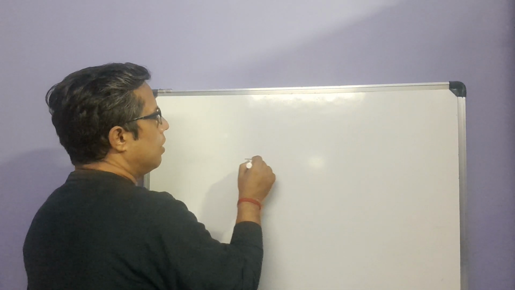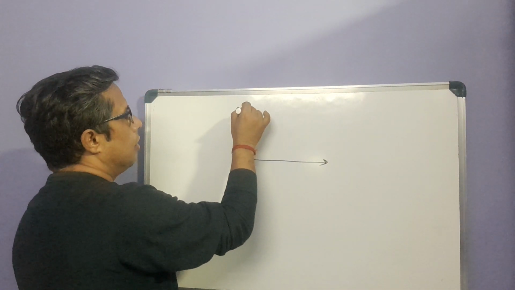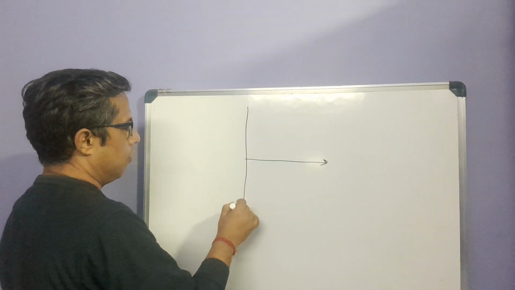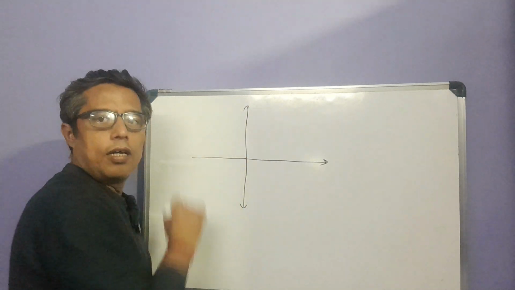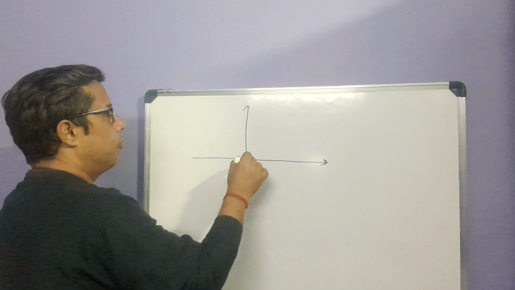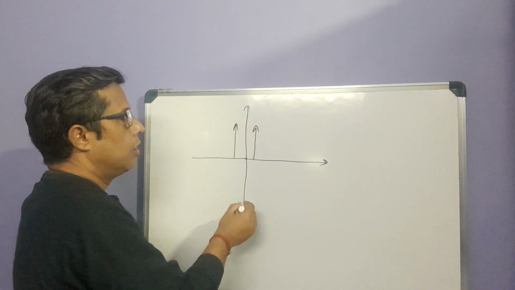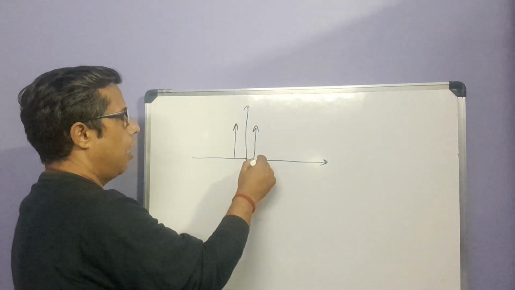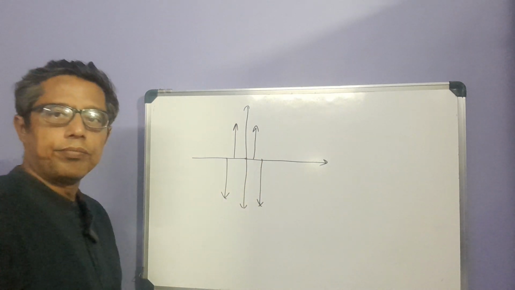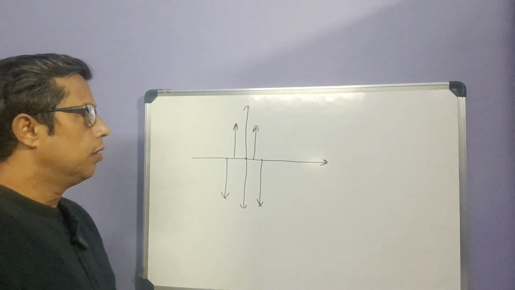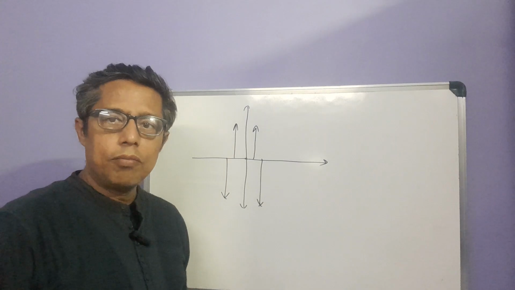So this is the horizontal motion and this is the vertical motion. Let's say this is the ground. I am throwing something from the ground like this. So this is a vertical upward motion and this is vertical downward motion. So the equations of motion will change during the vertical motion.